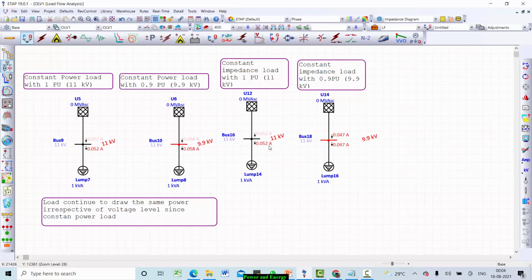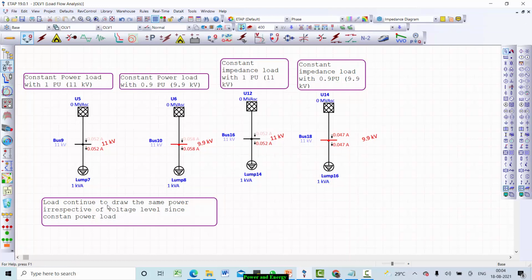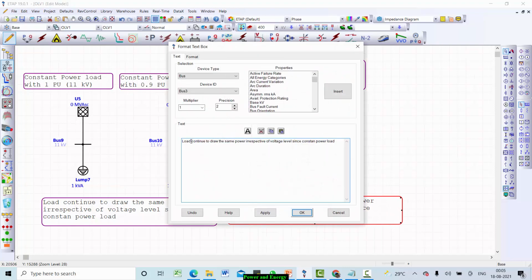If you want to see the current, look at the current difference here, 0.052 for 11 kV and 0.047 for 9.9 kV. That represents whenever voltage decreases, current also decreases in order to maintain impedance constant. Or in other words, whenever voltage increases, current also increases to maintain impedance constant.